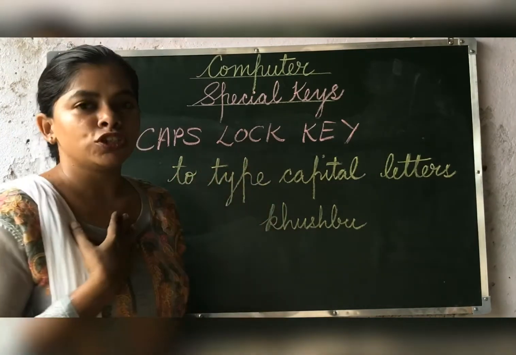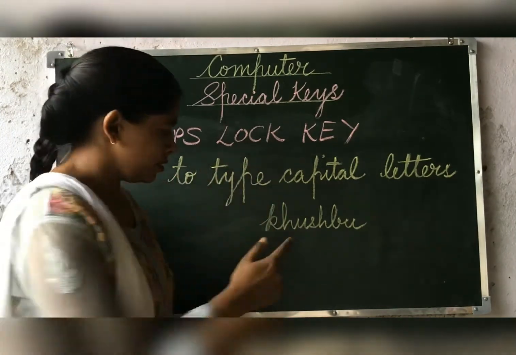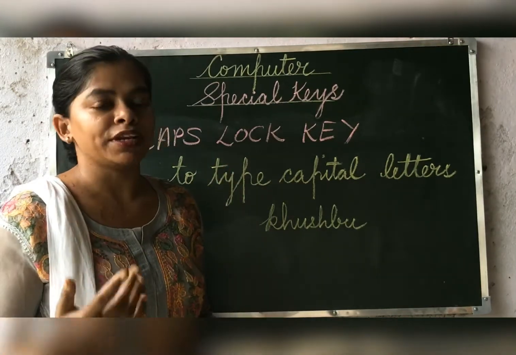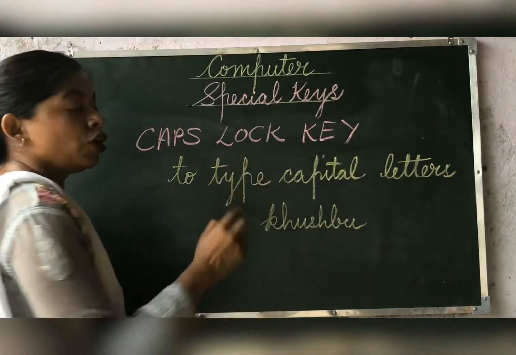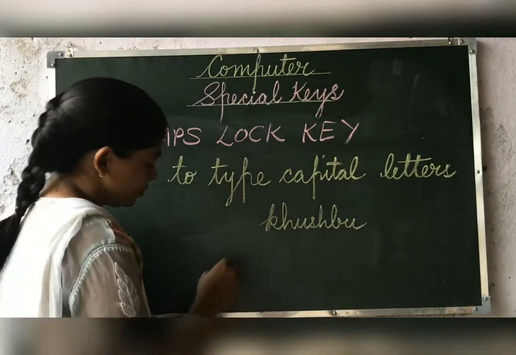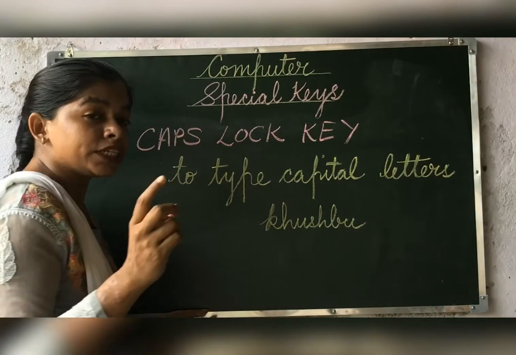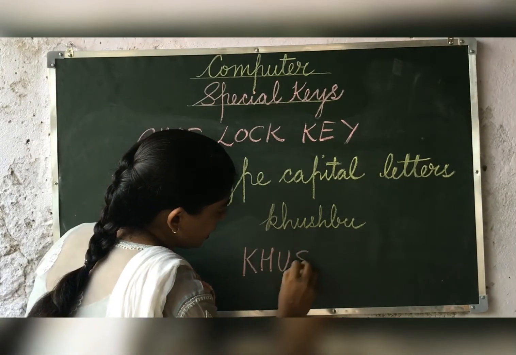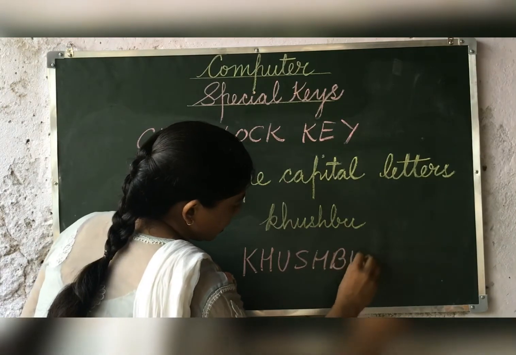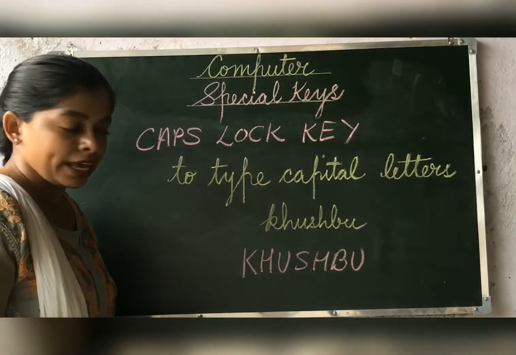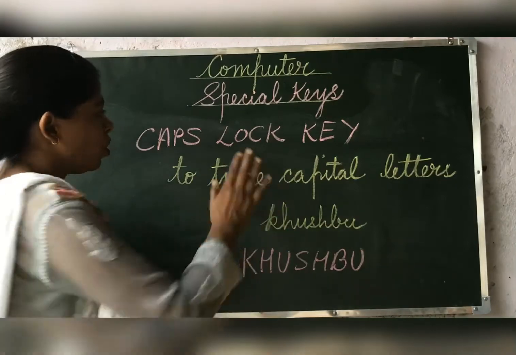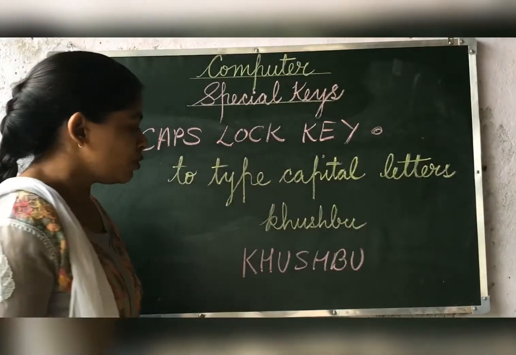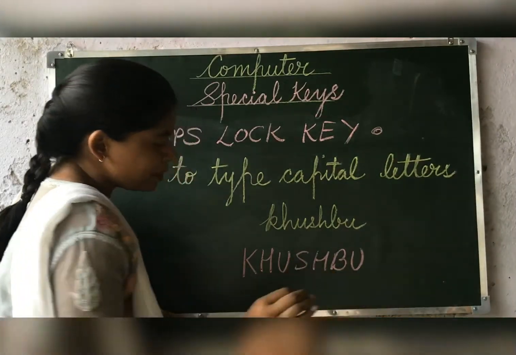So now children, I want to write my name in capital. This is not the correct way of writing the name. So now when I want to write my name in capital, what will I do, children? I will turn on the caps lock key, then I'll write my name. So when you turn on the caps lock key, children, your name will be written in capital. Okay, the name is written in capital because the caps lock key is turned on. Now children, all the letters of my name are written in capital.